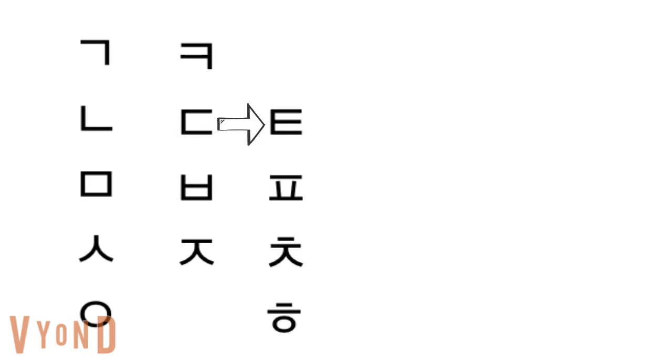So it starts from 기역, 니은, 미음, 시옷, 이응, and you just add strokes to these: 키읔, 디귿, 비읍, 지읒, and you add more strokes: 티귿, 피읍, 치읒, 히읗, and 리을. These are the basic 14 consonants.